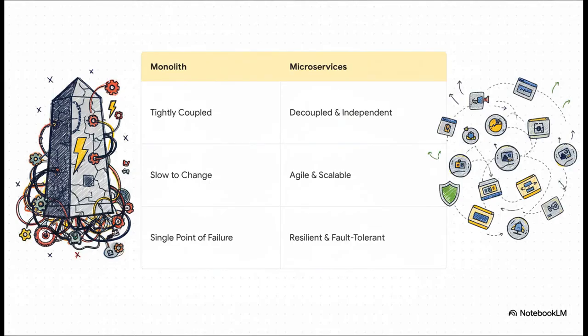And this slide, well, it lays it all out, doesn't it? It's the two competing philosophies. Over on the left, you've got the monolith, this single, giant, tightly coupled beast. And because everything's connected, it's slow to change. And worse, a single bug can bring the whole system down. But on the right, that's the microservices approach, a collection of smaller, independent services that are totally decoupled. And that makes your system way more agile and resilient, because you can update or scale each little piece on its own.